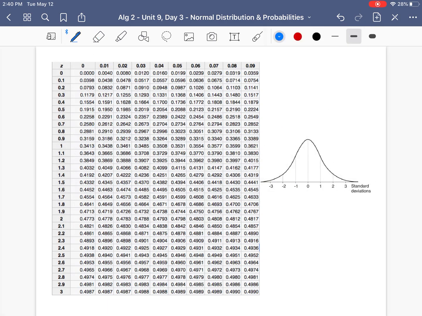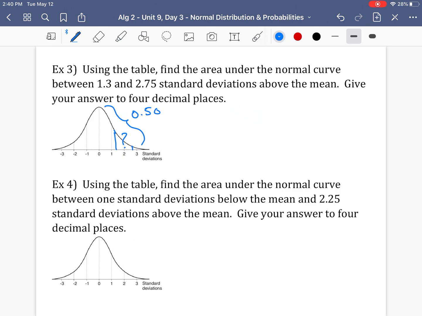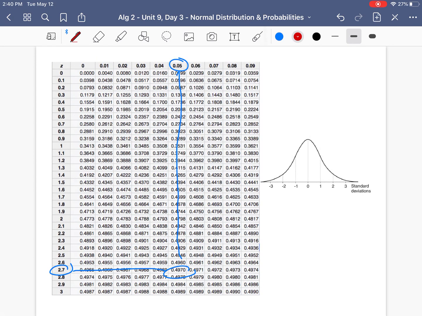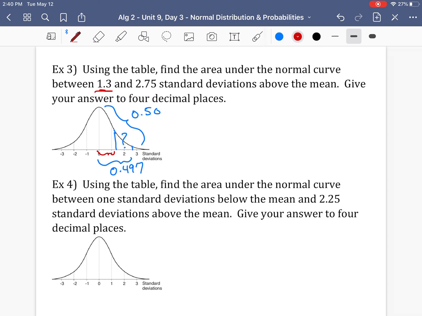So 2.75, so here's 2.7, here's my 5, so I'm going to go down to where they meet, right here, 0.497. So from the center to the farthest place is 0.497, all right? So let's check out from the center to this spot right here, which is the 1.3. All right, so 1.3 is right here, 0.4032.